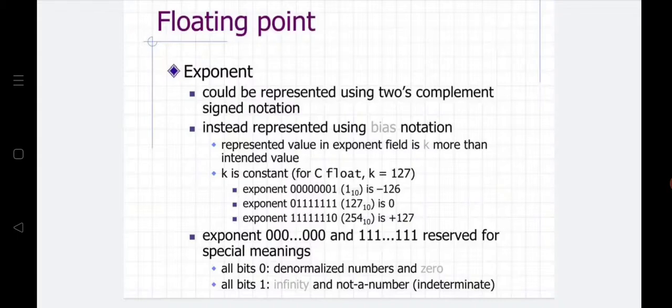Generally in the exponent, all-zero digits and all-one digits we reserve for special meanings. All bits 0 means a denormalized number, which is made 0. If all bits are 1, it is infinite or not a number, an indeterminate number. So we always leave all zeros and all ones in the exponent field. If it is all zeros, we go with denormalization. If it is all ones, then we say that it is an infinite number.